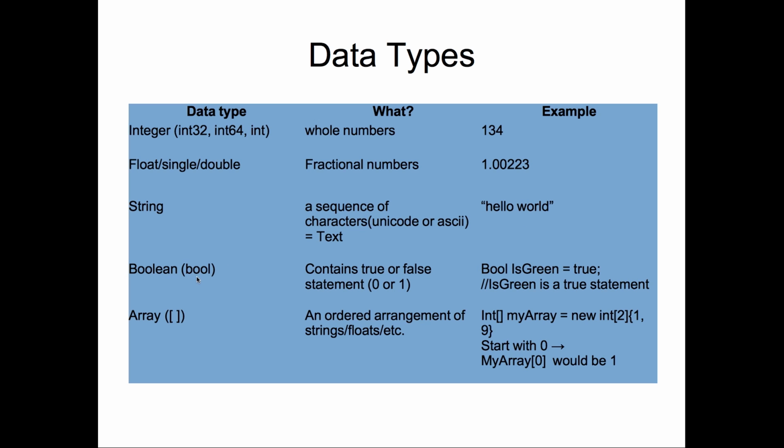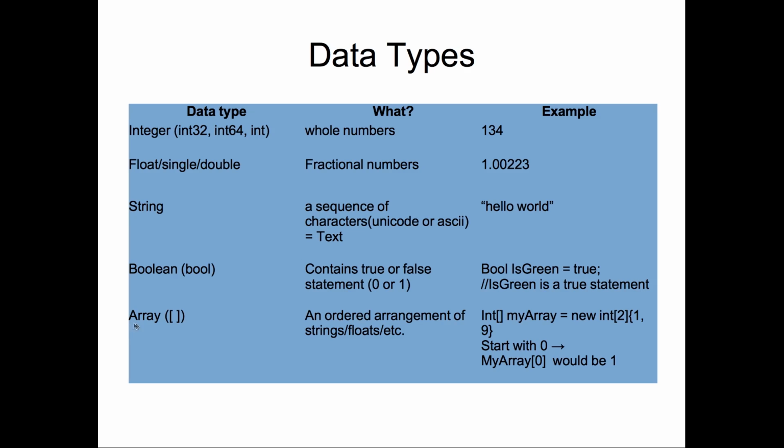This data type, called Boolean, contains just a true or false statement, so 0 or 1. We can use this to create conditions. So for example, right here I have made a new Boolean called isGreen and declared it to be true. So now we can do if isGreen equals false, do something. So it will only do something if isGreen is equal to false.